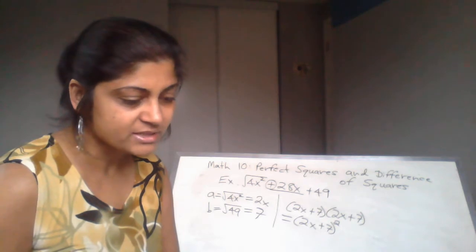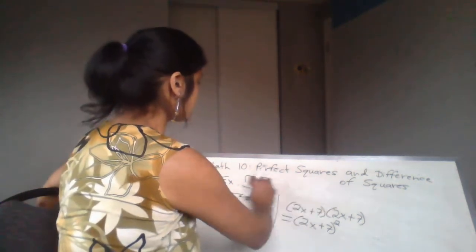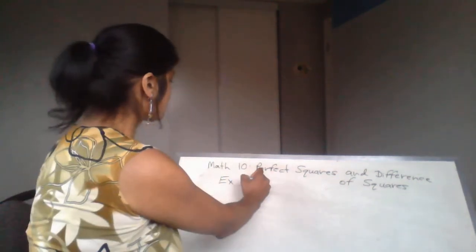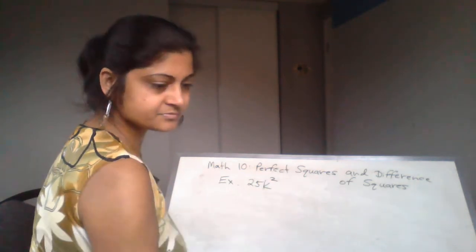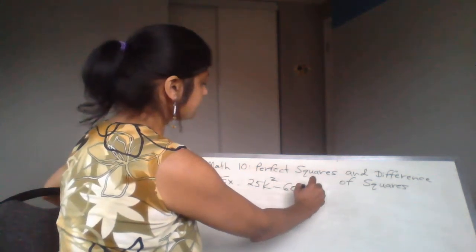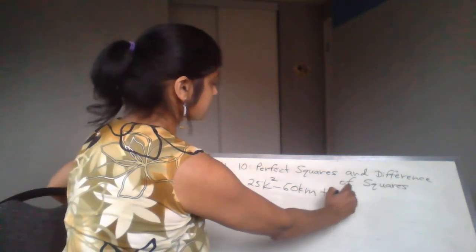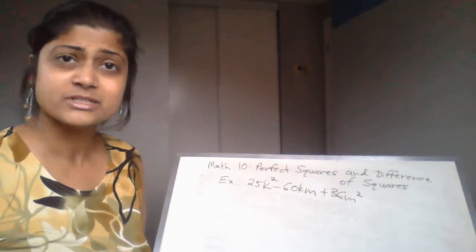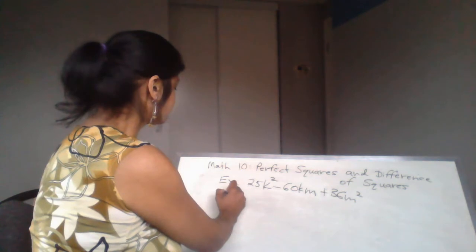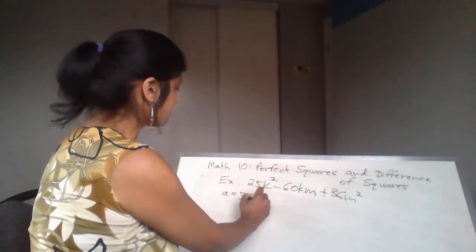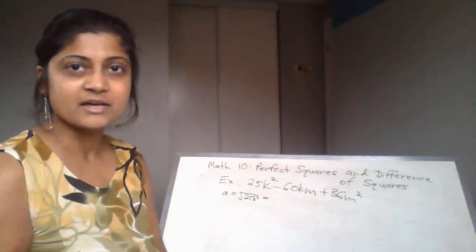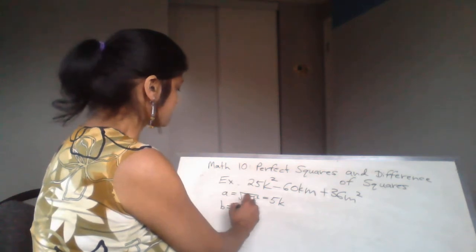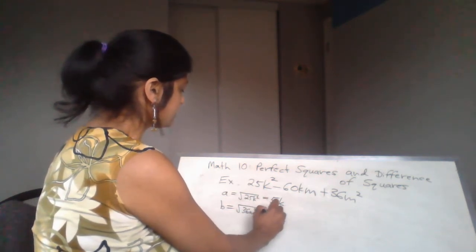All right, so with that, let's try one more example. Let's try this one. I have 25k squared minus 60km plus 36m squared. Again, don't worry about the actual variables, it really doesn't matter here. The value for a is going to be the square root of that first term. The square root of 25k squared is going to equal 5k, and the b term is the square root of 36m squared, which is equal to 6m.